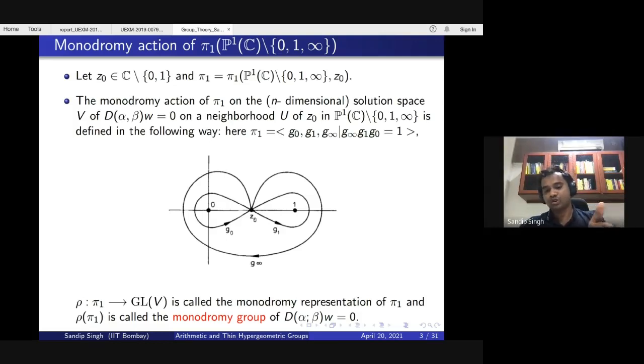Like, the monodromy group of the differential equation is defined up to conjugation, right? Because if I take another basis for the solution space, I get some other subgroup. But those two groups, which we get from this equation D(alpha, beta) w equals 0, will be conjugate to each other, right? So the monodromy group is defined up to conjugation.